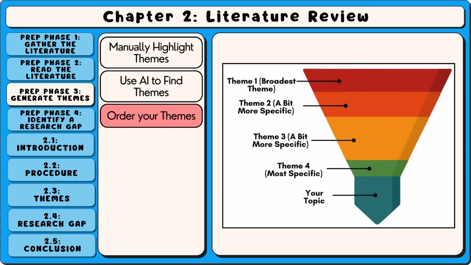The last thing you need to do in preparation phase 3 is order your themes. Now that you have themes, you should look at them to see which one is the broadest theme that is least connected to your study, and then sort them down to the most specific theme. So, the final theme that you will discuss in the literature review is the theme that is most relevant or most closely linked to your chosen topic.